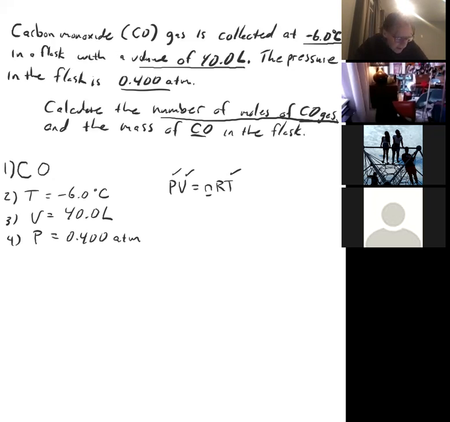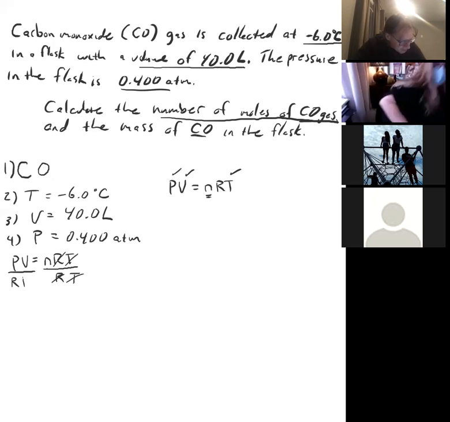Well, we want to have the number of moles. So what I'm going to do is I'm going to do the algebra over here. We want n all by itself. So what I'm going to do is I'm going to divide by R to get rid of R. I'm going to divide by T to get rid of T, and that'll give me n. But again, you have to do that on both sides. Okay. So P times V over R times T is equal to n.